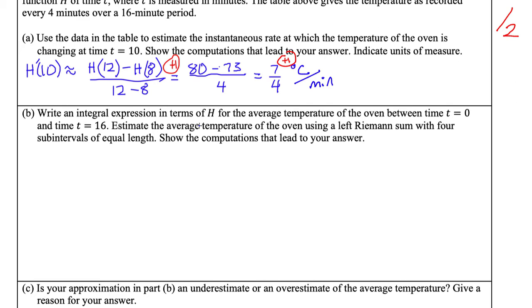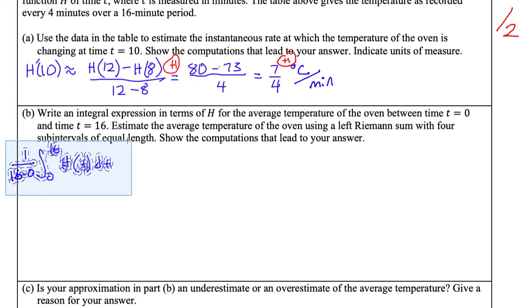Part B: an integral expression for the average temperature. Okay, so average between 0 and 16. So I'm thinking integral between 0 and 16 of capital H of t dt, and then I'm going to divide this all by 16 minus 0. Or alternatively, if you want to save some space, you can put 1 over 16 minus 0 out on the side. It doesn't really matter one way or the other. So there's the integral expression. That's the point.